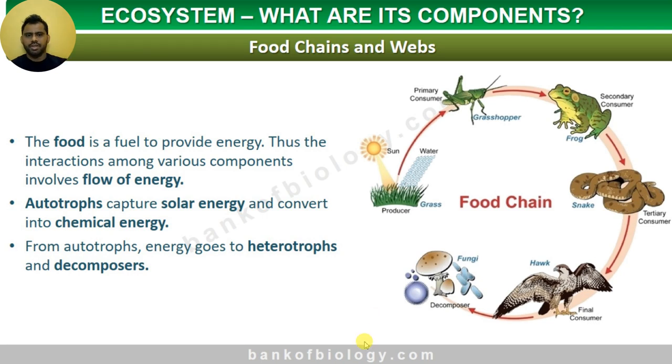See, this is a food chain. It has given a very good example. The grass, the water, sun. Primary consumer is grasshopper. Secondary consumer is frog. Snake is tertiary consumer. Final consumer is the hawk.